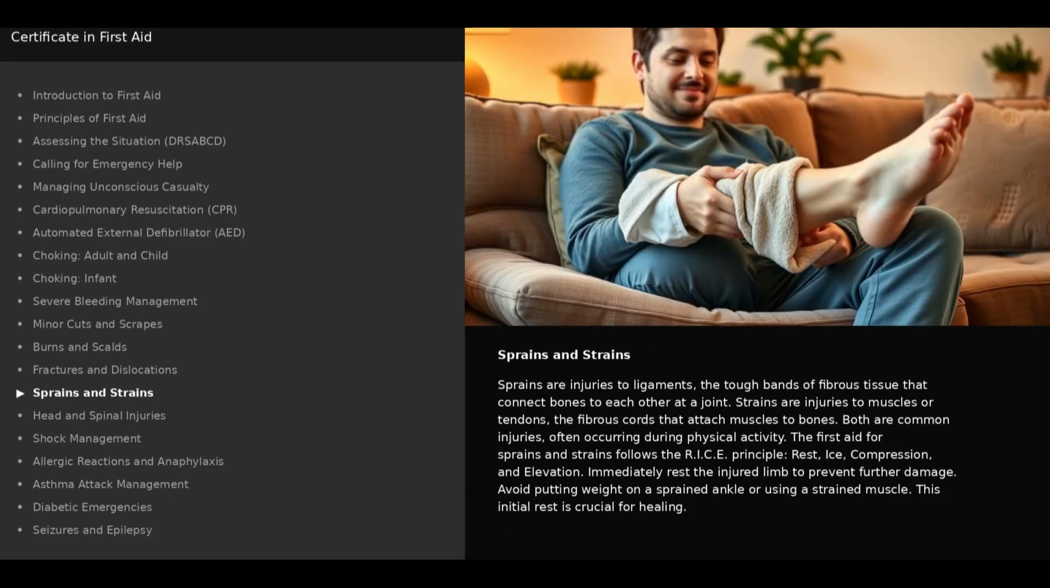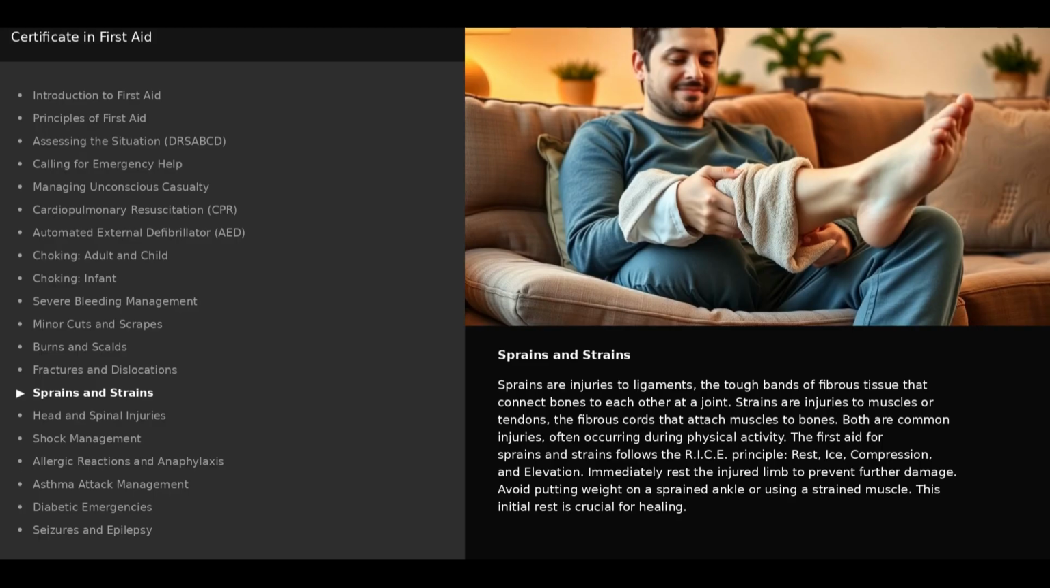Sprains and strains. Sprains are injuries to ligaments, the tough bands of fibrous tissue that connect bones to each other at a joint. Strains are injuries to muscles or tendons, the fibrous cords that attach muscles to bones. Both are common injuries, often occurring during physical activity. The first aid for sprains and strains follows the RICE principle: rest, ice, compression, and elevation.